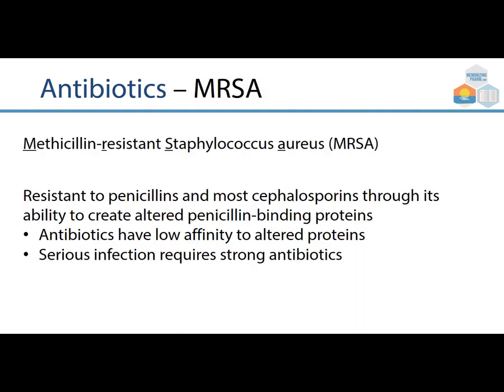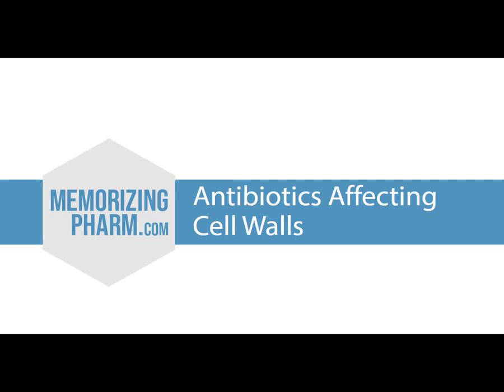MRSA, methicillin-resistant Staphylococcus aureus. This is resistant to penicillins and most cephalosporins because it can create altered PBPs, or penicillin binding proteins. So the antibiotics have a low affinity to these altered proteins. And it's a serious infection. And I hate to use the word strong antibiotics, but maybe antibiotics that we reserve for these particular cases. And because fewer antibiotics work against MRSA, we try not to use them for other things as best as we can.